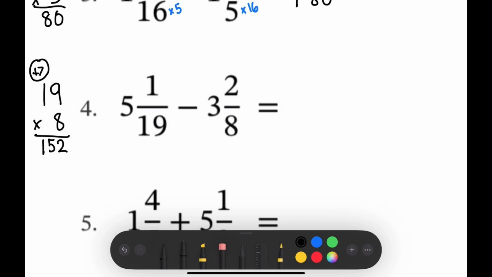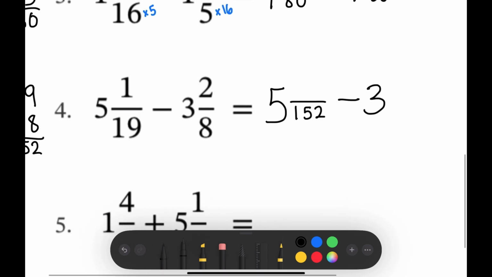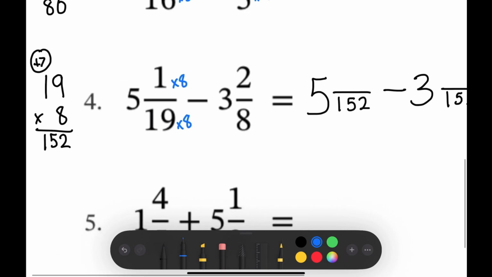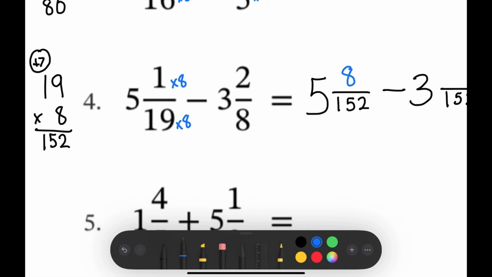So let's write the stuff that stays the same. 5 stays the same. Fraction line. My denominator is 152. We're subtracting. The 3 stays the same. Fraction line. And my denominator is 152. All right, let's get into it. We multiplied 19 by 8 to get 152. Whatever we would do at the bottom, we do at the top. And 1 times 8 is 8.